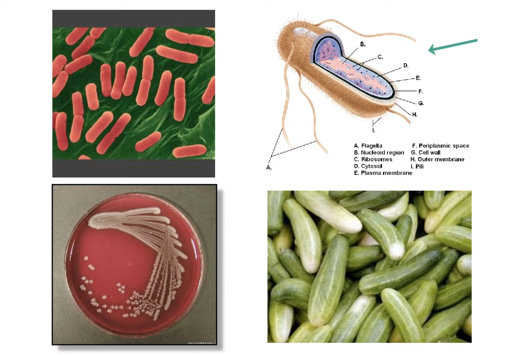There's an E. coli on the top right, just showing some of the major features, including the flagella, where the DNA is, the nucleoid, ribosomes, etc. On a plate, it would look similar to this, depending on what type of growth media you're growing on. It does vary a little bit depending on the growth medium, but you can see the individual colonies. And it also can be found on fruits and vegetables, so you're probably eating it all the time.